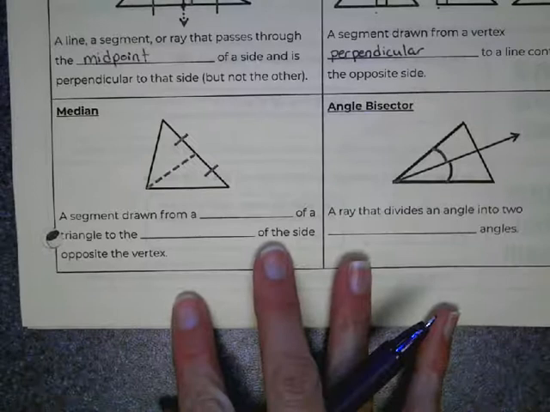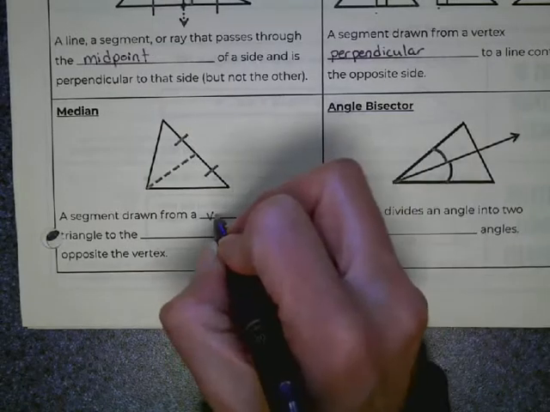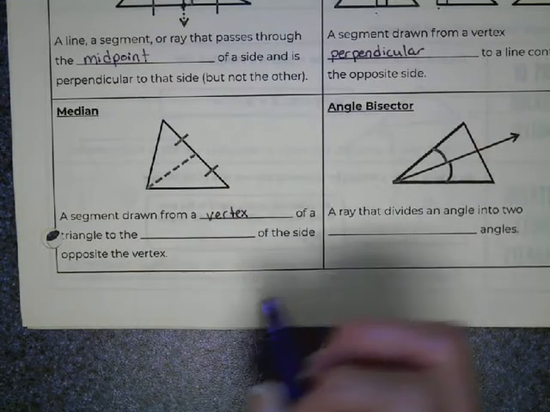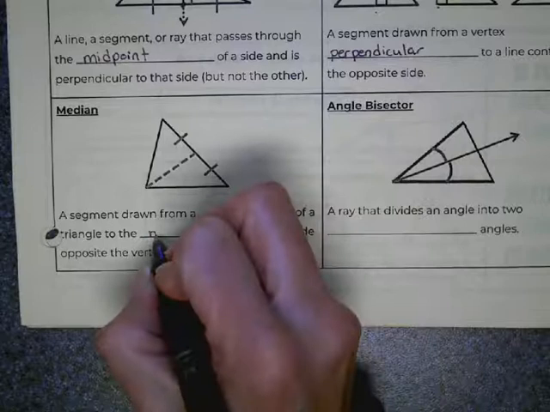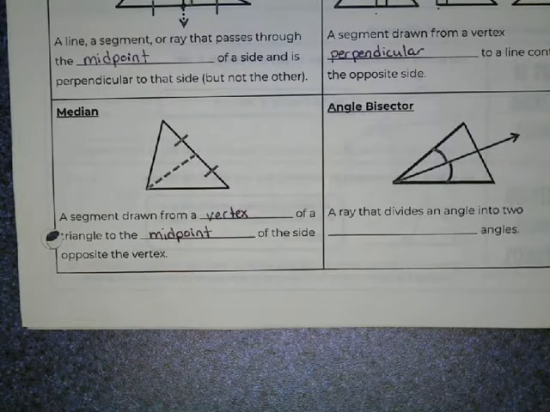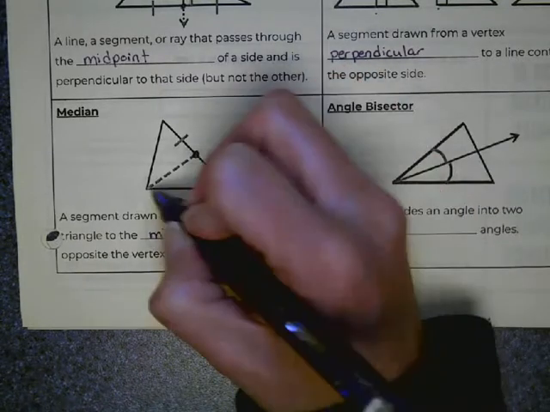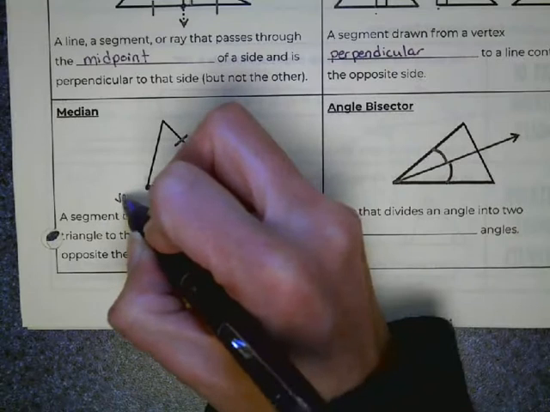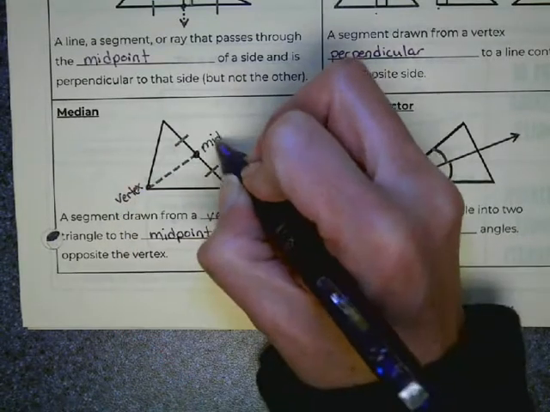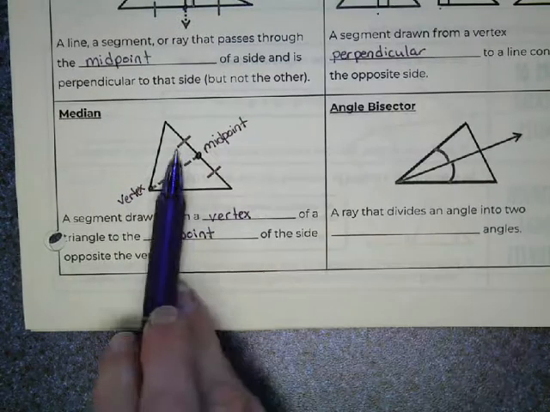A median is a segment drawn from a vertex. So it comes from a vertex of a triangle to the midpoint of the side opposite. So you'll notice this is the midpoint, it's opposite, this is called the vertex. This is going to be your midpoint. To show that that's the midpoint or the middle of that segment, they put these little congruent signs on each side.